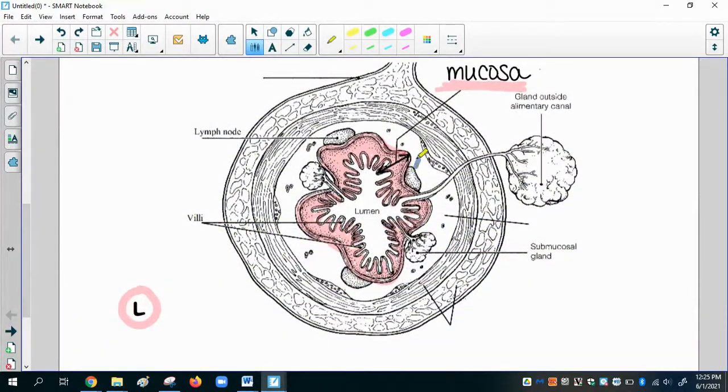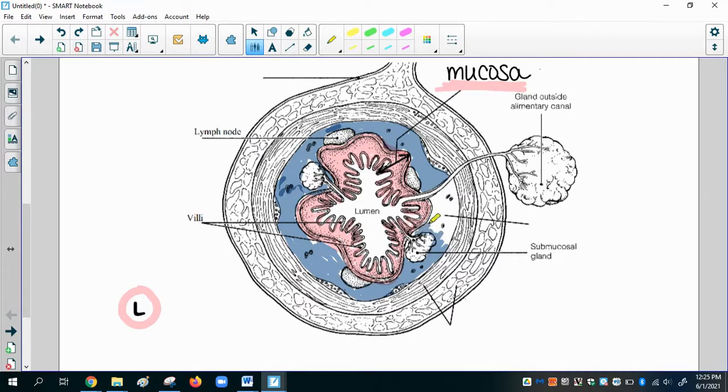So my next layer is going to be this section here, and I'm just going to avoid all these glands and lymph nodes that are in here, but this layer of tissue found in the wall of the alimentary canal, albeit esophagus, stomach, small and large intestine, is called the submucosa. It's got lots of blood vessels in it, lots of nerves, and we can see even lymph nodes, glands, all kinds of stuff in the submucosa layer. So it's a pretty busy section.